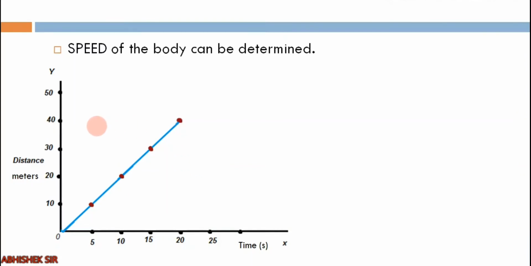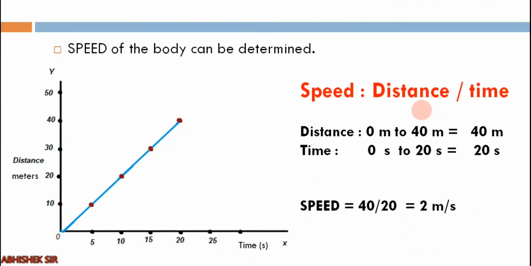Clear? Now after 20 seconds, how much has the object traveled? 40 meters. Look carefully at this graph. After 20 seconds, how much has the object traveled? 40 meters. So let us find the speed. Now I hope all of you remember the formula of speed. Speed equals distance upon time.